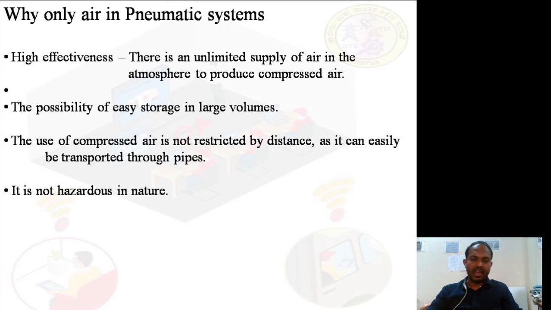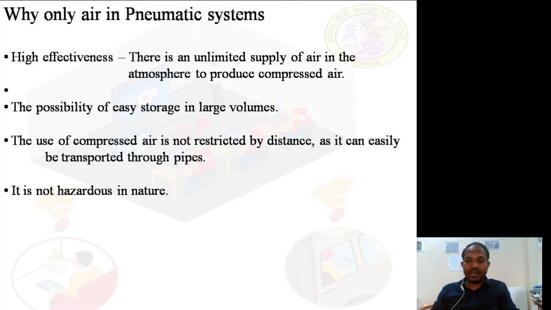Now the point is, why do we use only air in the pneumatic system? It is because of its high effectiveness. There is an unlimited supply of air in the atmosphere to produce compressed air. Because of this, there is more effectiveness. There is also the possibility of easy storage in large volumes. We can store it in larger volumes. That is also a reason why we use air in pneumatic systems.